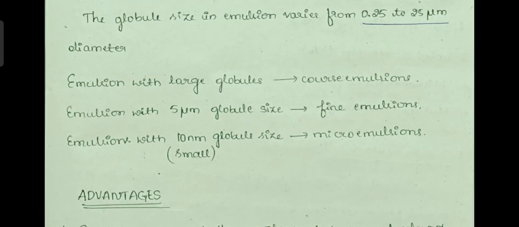The globule size in an emulsion varies from 0.25 micrometer to 25 micrometer in diameter. Emulsion with larger globules is called a coarse emulsion. Emulsion with a 5 micrometer globule size is called a fine emulsion. Emulsion with a 10 nanometer globule size is called a macro emulsion.